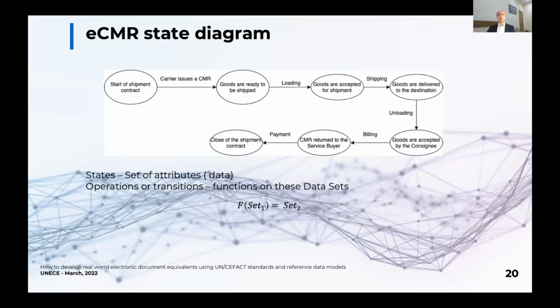In the context of the information flow, the states of material and financial flows can be described as a set of attributes, data, and operations as the functions on this data set. The result of which will be the appearance of a new data set in a new state. So this can be described as a function f on the set 1, the result of which is a set 2. Thus, data processing is a set of functions that performs the transformation of a set of data from state 1 to state n, which will be the final state for the considered business process.